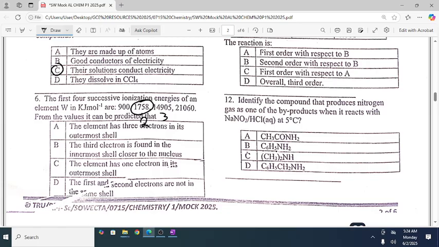No, they are in the same shell, which is the outermost shell. So I strongly believe that it should be option B, but I can't really give a justification. But with respect to the other options, I strongly believe that it is option B. So you have to tell me in the comment section if I am correct.